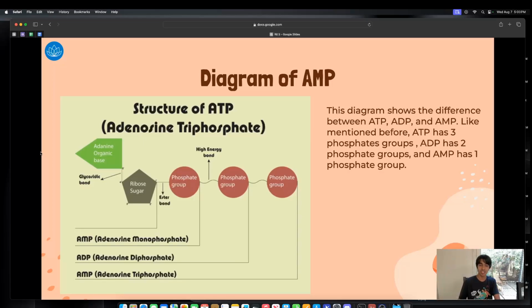So the only reason why phosphate groups get detached is to give the body energy and power the rest of our cells. So if you've lost a lot of phosphate groups, that means your body has used a lot of energy, and we'll learn about how this works later.